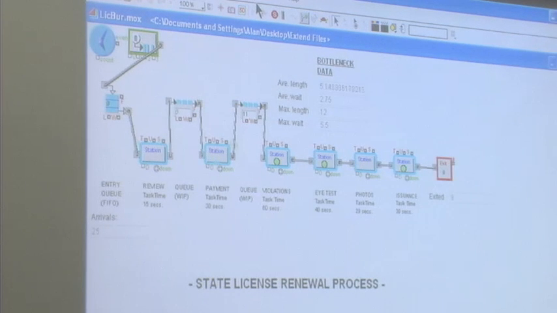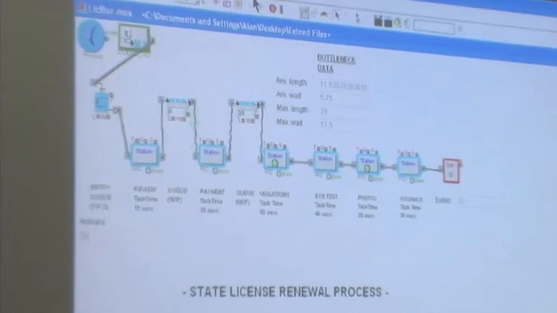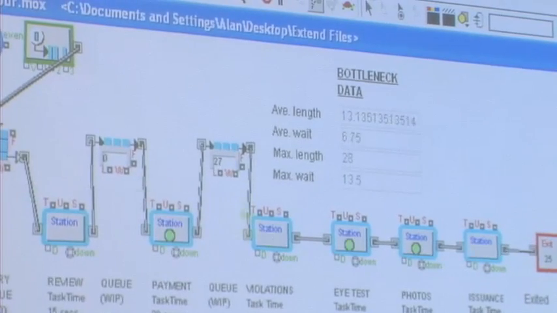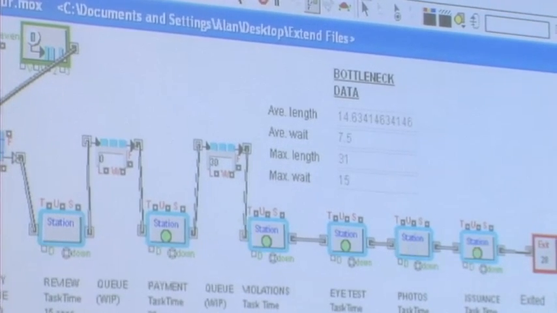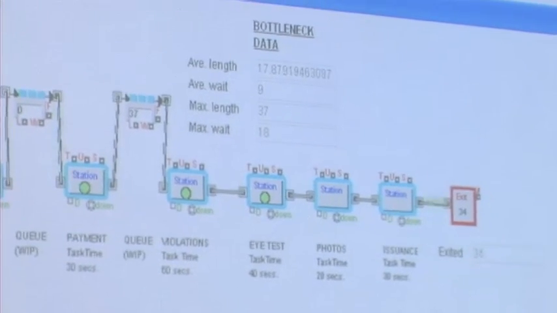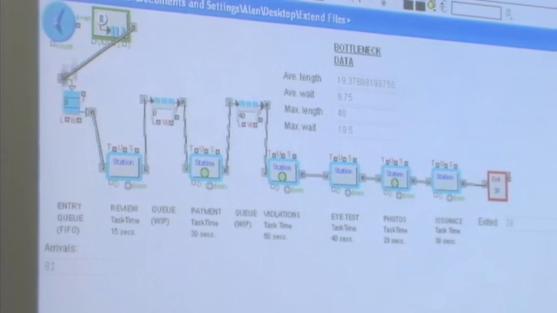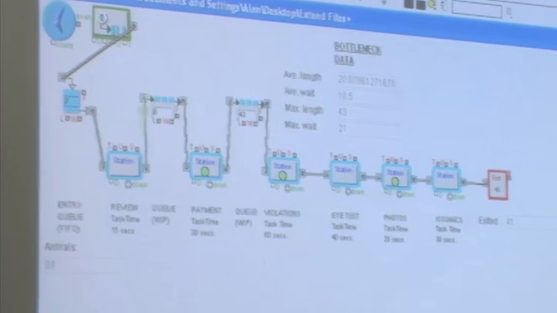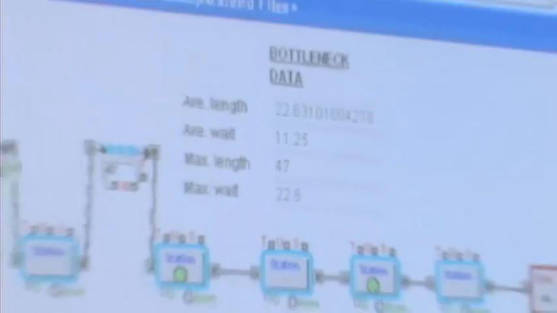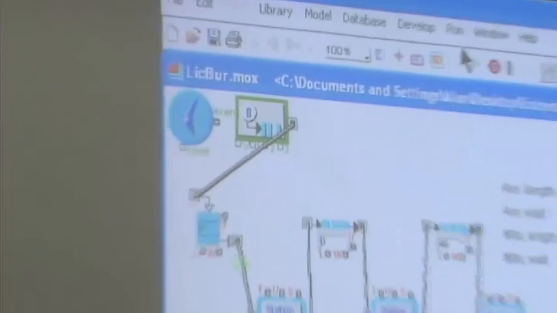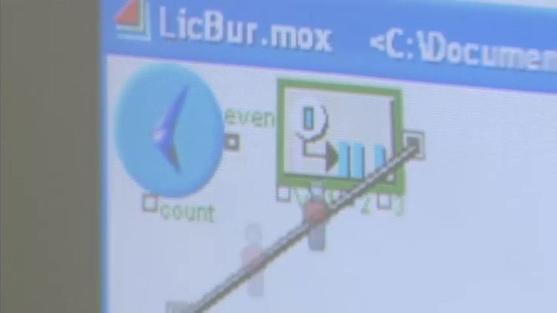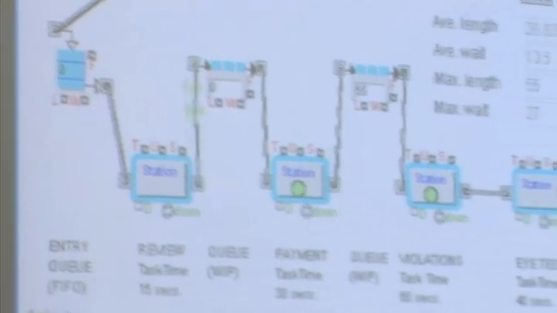The model has only been running for a few seconds, and the average wait is up to 4 minutes. Can you see that little display with the bottleneck data? It shows the average length of the line, the average wait in minutes, and the maximum. There are 29 people waiting already for service. Somebody has already waited 18 and a half minutes. There are 84 people that have arrived at the registry, but only 46 have gotten their license and left. So this is a very, very slow process.